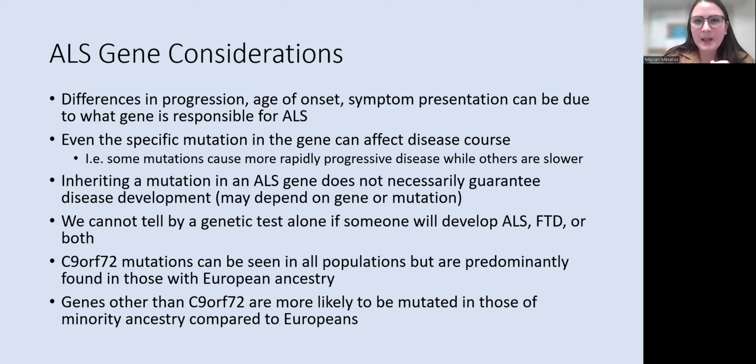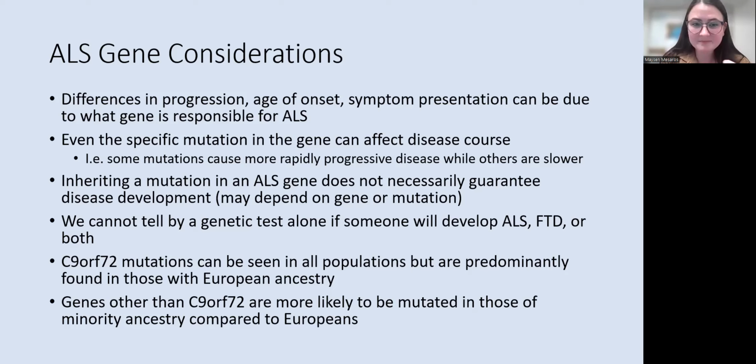I mentioned this, but inheriting a mutation in a gene that causes ALS does not guarantee someone will get the disease in their lifetime. So again, this depends on what gene it could be or what mutation in that gene. But that's very important to know that, you know, not everyone that has something wrong with one of these genes will develop ALS. So I'll talk about this later, but predictive genetic testing is something that I see a lot, where unaffected relatives want to know if they're going to develop ALS by undergoing genetic testing. And this is an important consideration, that if they test positive for something, they're not necessarily going to develop ALS.